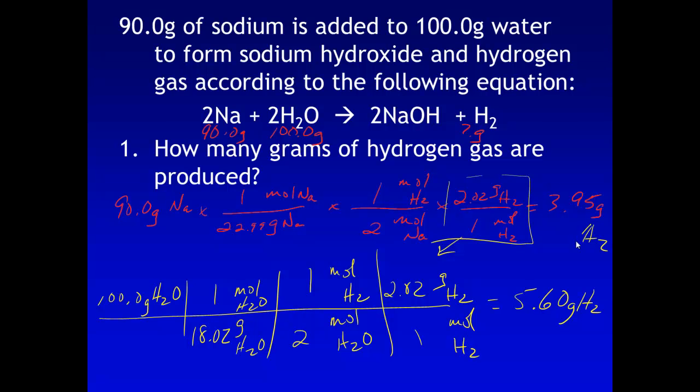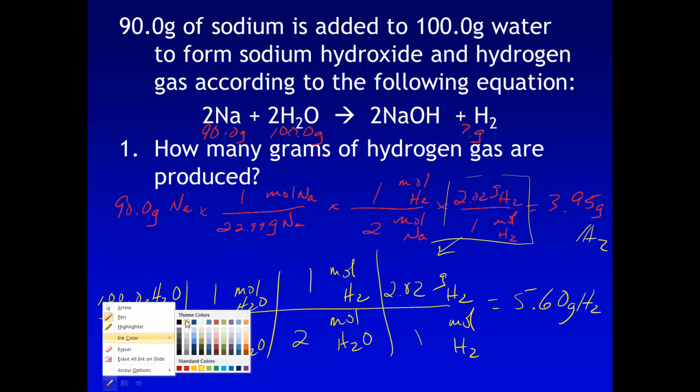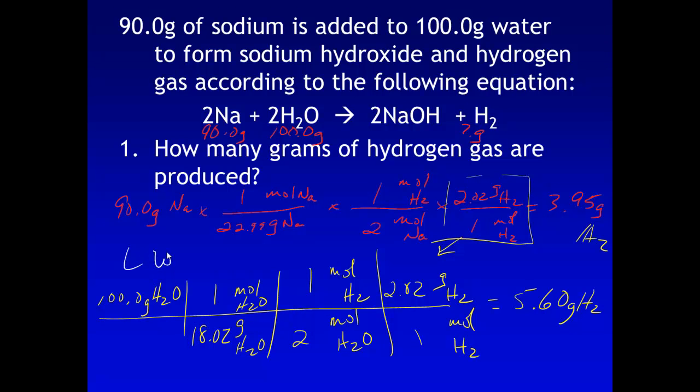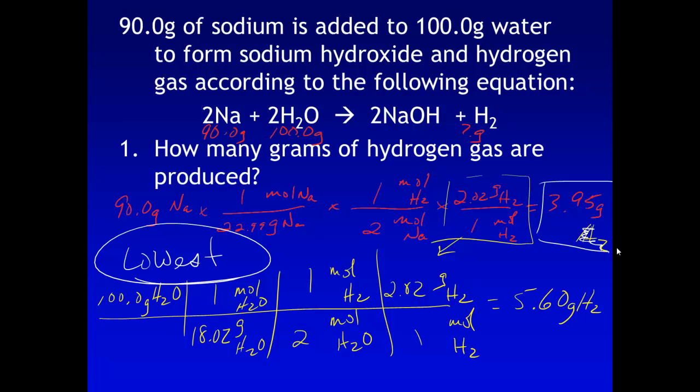So the question is, which one is the real answer? Okay, and the answer to that is it's always the lowest. Always. Okay, so for this one, it's this right here. Okay, 3.95 grams of hydrogen. That really does not look like H2. Grams of H2. So it doesn't matter which one I do the calculations with, the lowest answer always wins without exception.